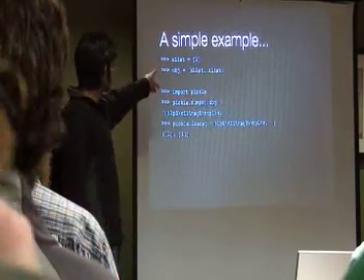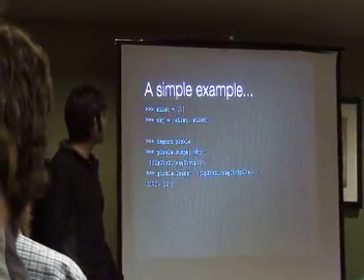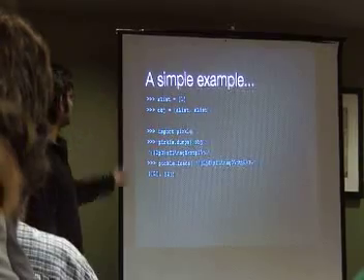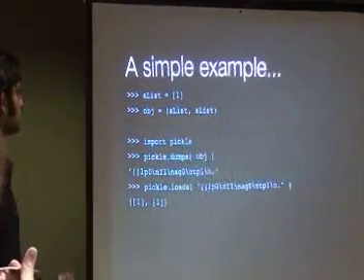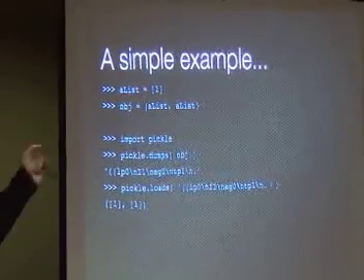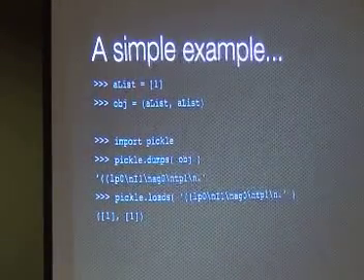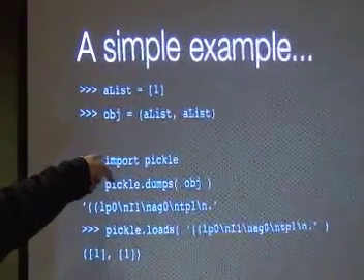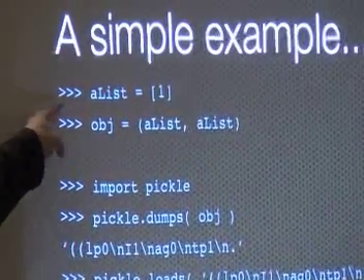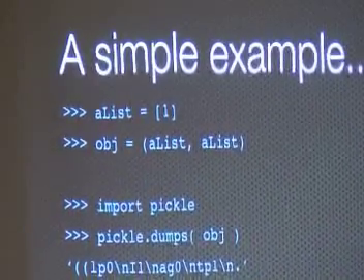What we're going to do is create a variable called a list, and it's just going to be a list containing the number 1. And then we're going to make an object that's a tuple, which is similar to the list, only it's immutable, meaning that we can't add stuff to it. And we're going to have it be a tuple containing that variable and then another instance of that variable.